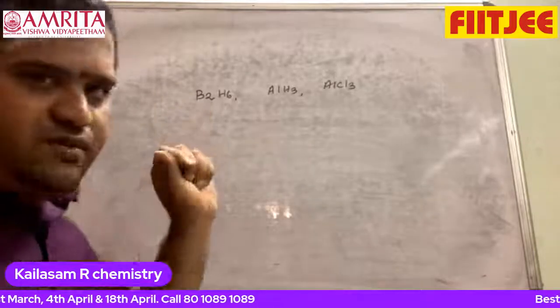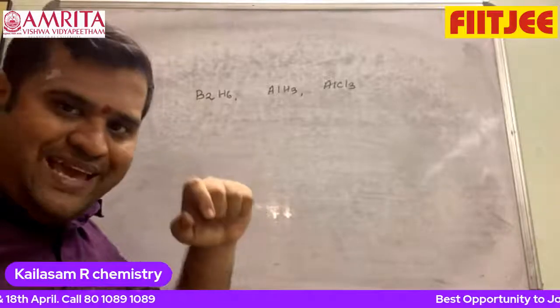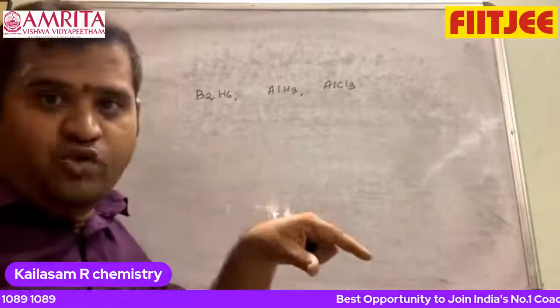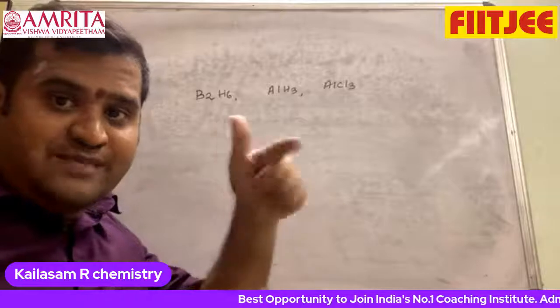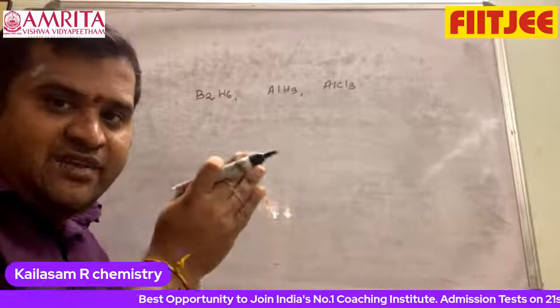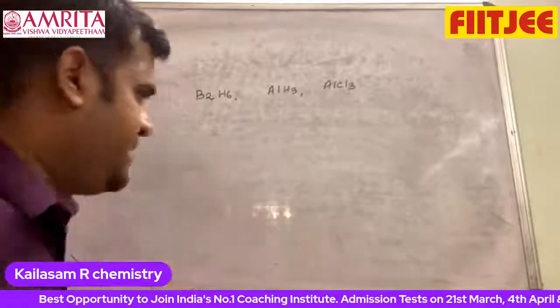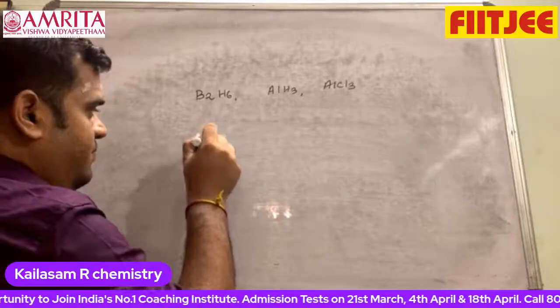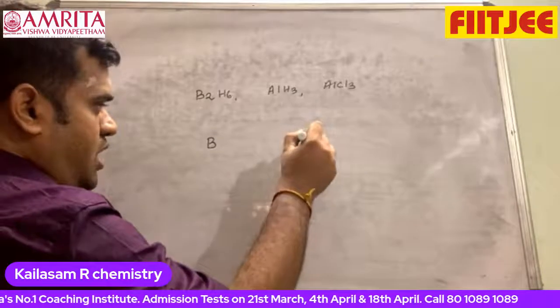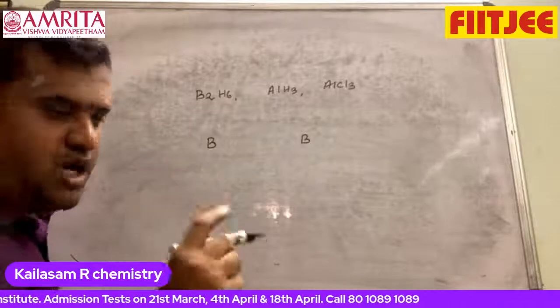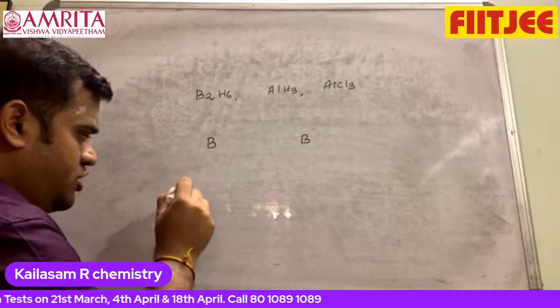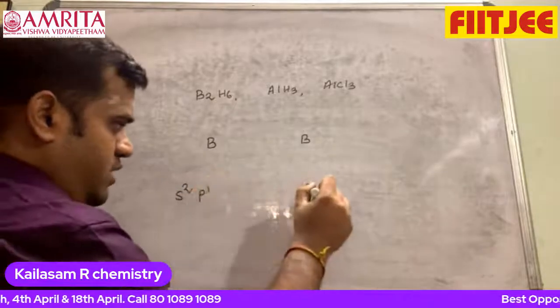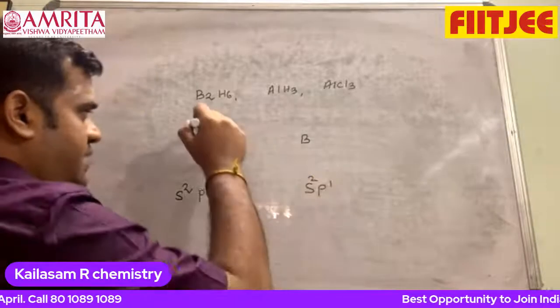In this B2H6, what is the monomer? It's BH3. The dimer is B2H6, which is still an electrophile, with sp3 hybridization and has banana bonds. So how do you explain the banana bond? Look at that. Now I'm going with the boron, and here also boron. Observe carefully. Boron's valence electron configuration is s2p1. Here also s2p1.